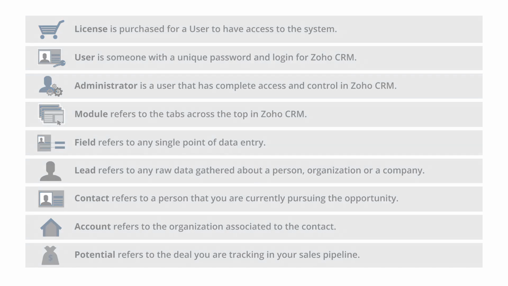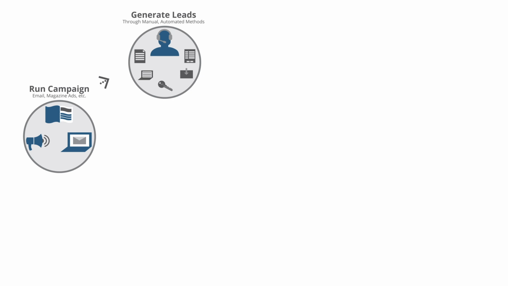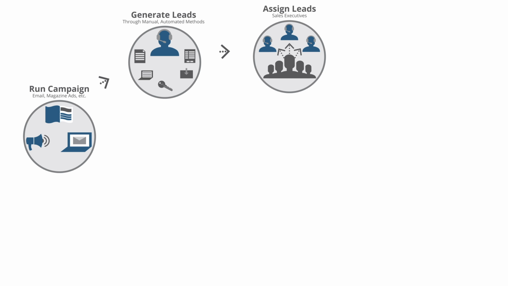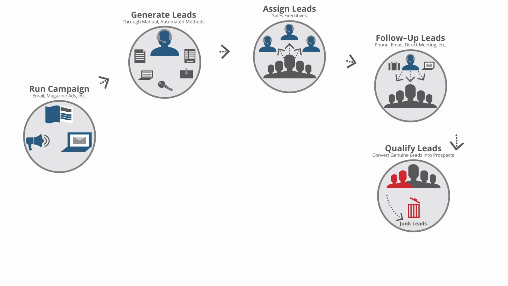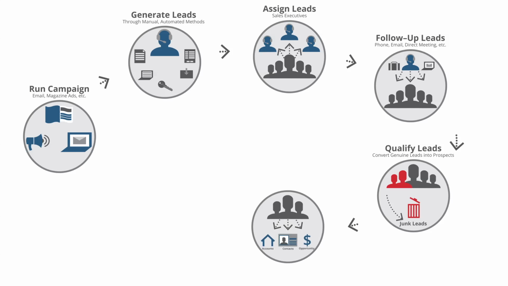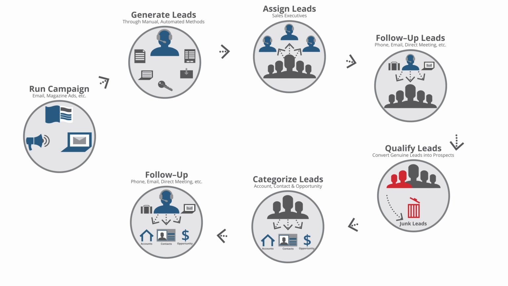Let's take a look at the sales flow. A typical sales process begins by running a campaign to generate leads. These leads are then assigned to different users. The users will then follow up and qualify the leads and convert them into accounts, contacts, and opportunities. The opportunities are then followed up further until the deal is won.